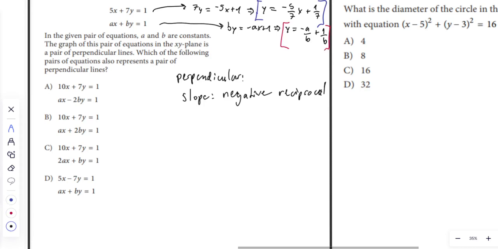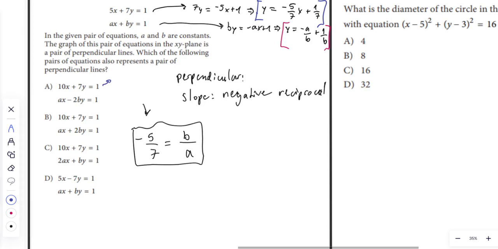And if I want these two to be perpendicular, then I know that we want the slopes to be negative reciprocals of each other. That would mean the slope of negative 5 over 7 is equal to the negative reciprocal of this slope, which is b over a, right? I flipped it and negated it. So we want this relationship to be true. We're going to look for that. Again, we can test each of our answer choices. That's a pretty formulaic way of doing it.